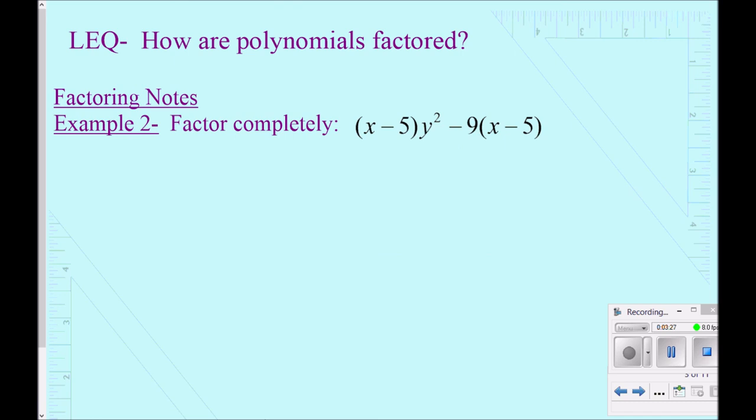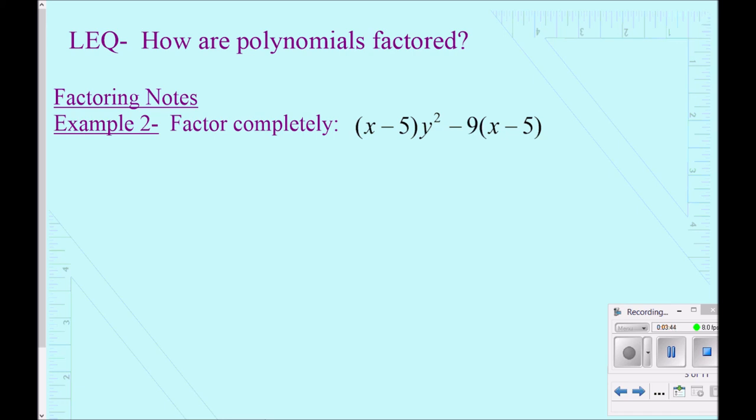Next one. So go ahead and copy that. Once again, these don't look like any of the other ones we did yesterday. I don't see trinomials here. I don't see binomials here. I see common factors that are binomials.